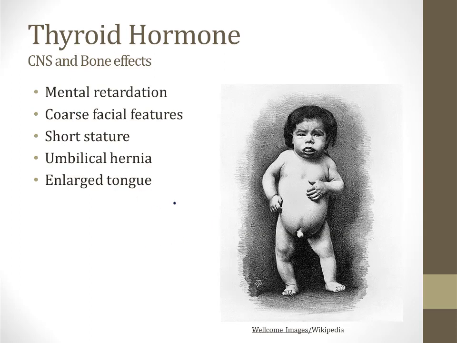This is a picture of what a child with cretinism looks like. They have mental retardation, as we've been discussing. They have coarse facial features like the child in the drawing, and also short stature. And then two classic findings are presence of an umbilical hernia, as is shown here, and presence of an enlarged tongue, as is also shown in the drawing.